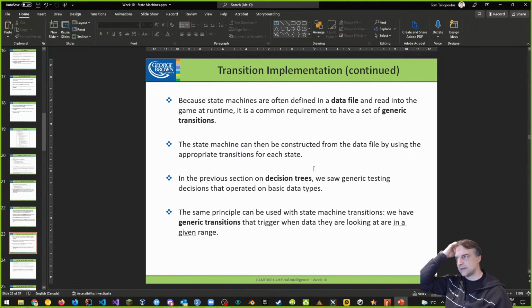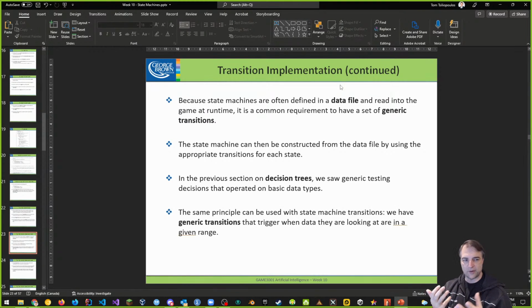A lot of times state machines are defined in a data file, and from the data file we read in and construct the state machine. By the way, with decision trees and behavior trees, a lot of times we also have a data file that we read, and it's easier for the programmer to put together a data file. The data file is going to have a series of actions, states, decisions, conditions, a bunch of stuff that is put in there. So it's not necessarily hard-coded, but we typically construct the state machine from some kind of file.